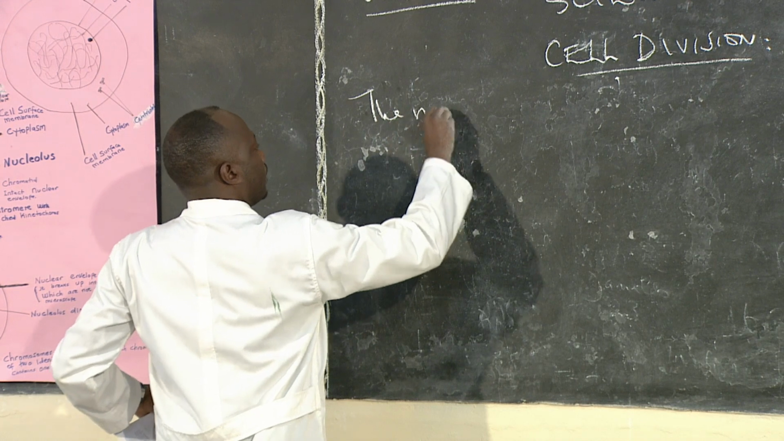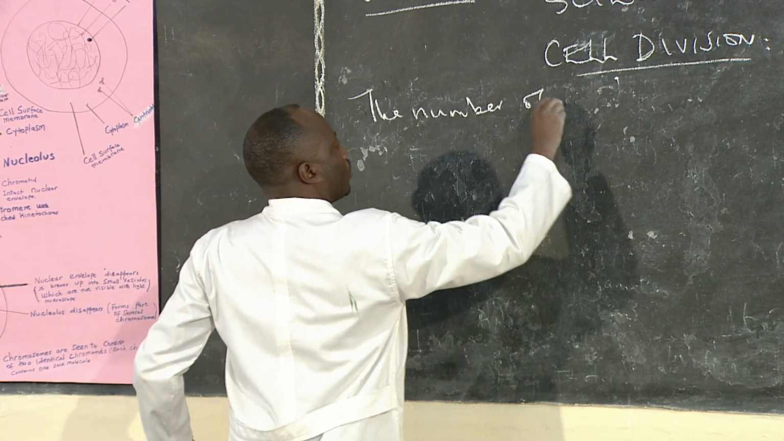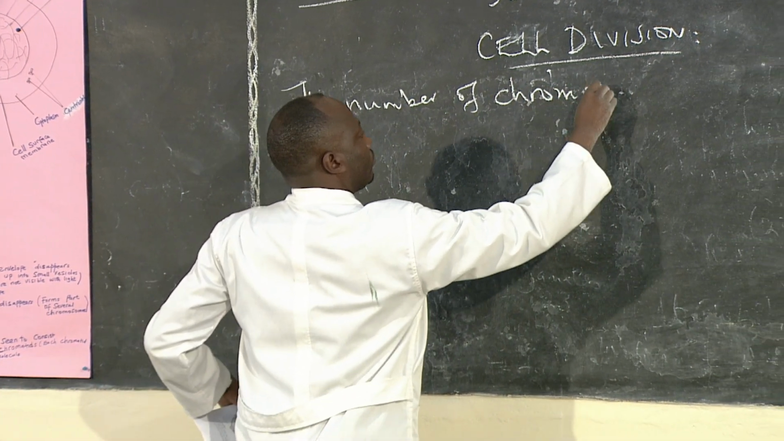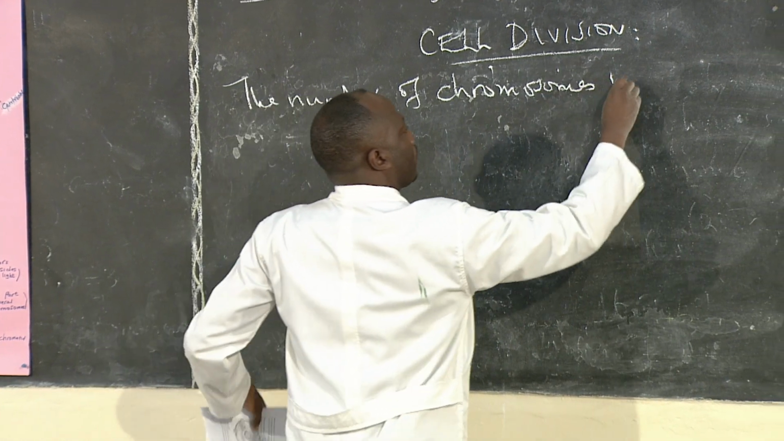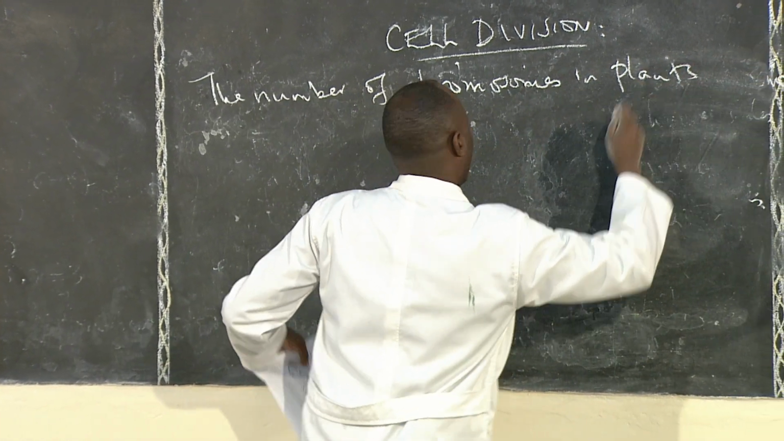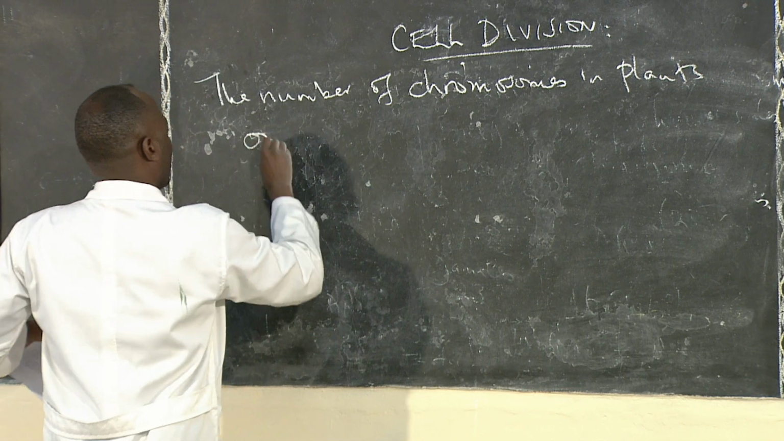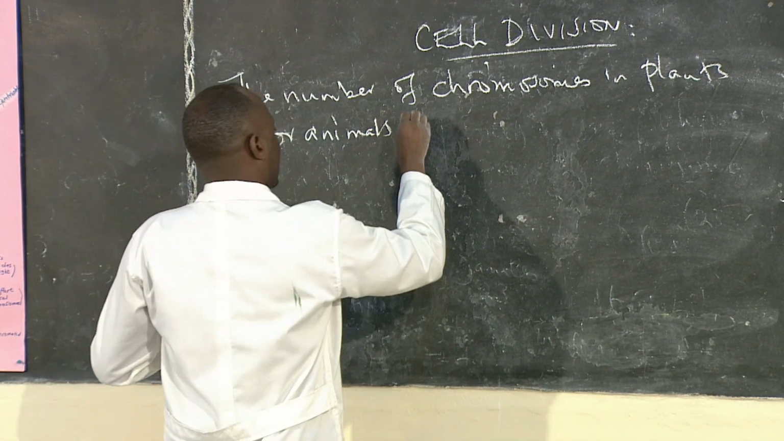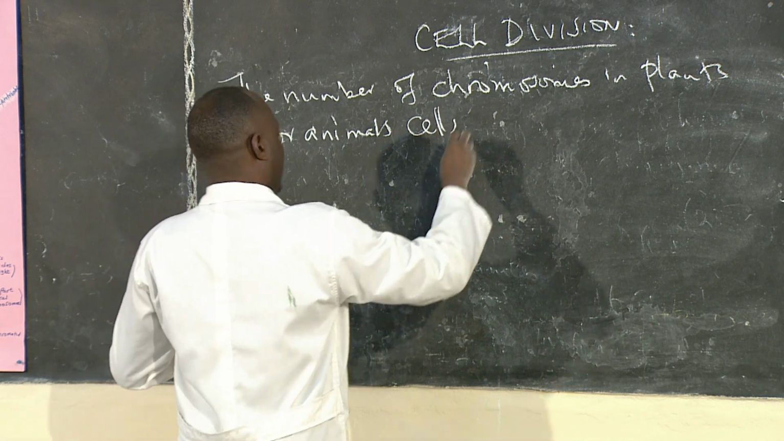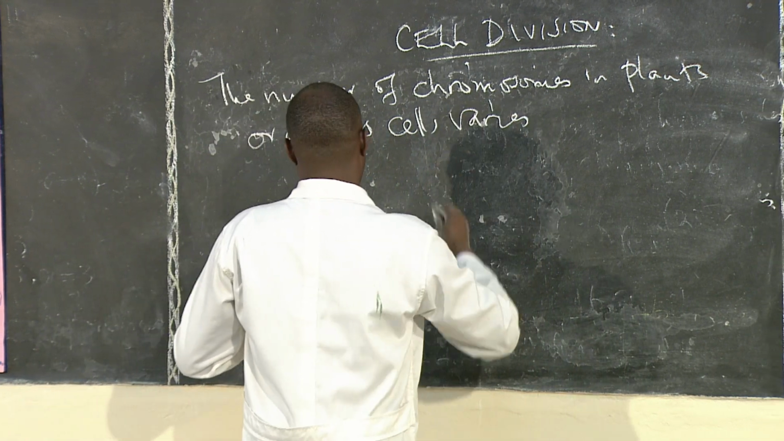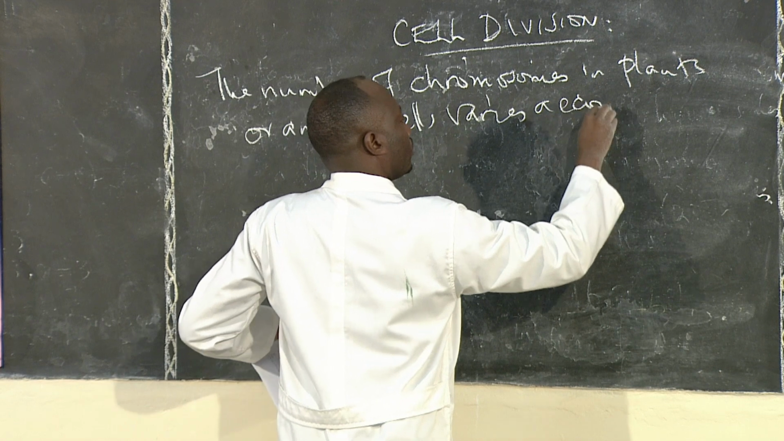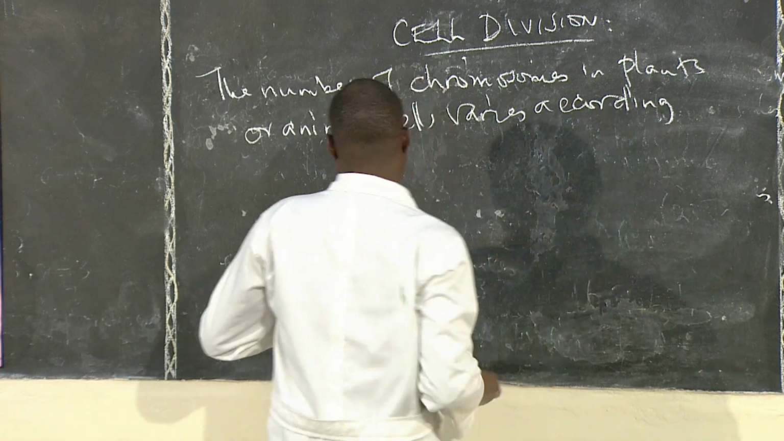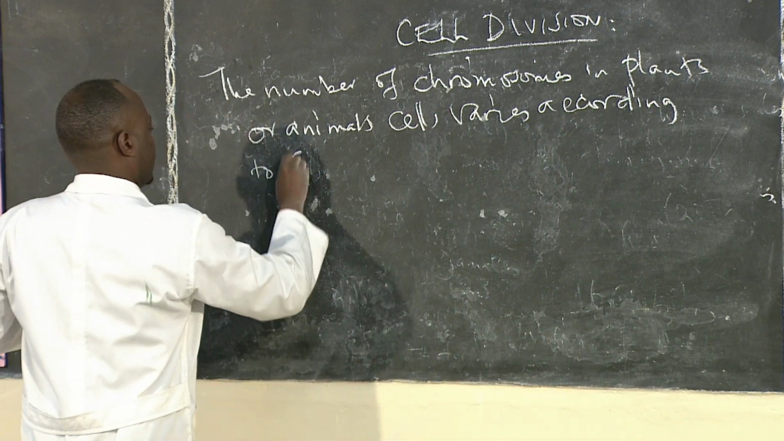The number of chromosomes in plants and animals, in animal cells, varies according to the species.